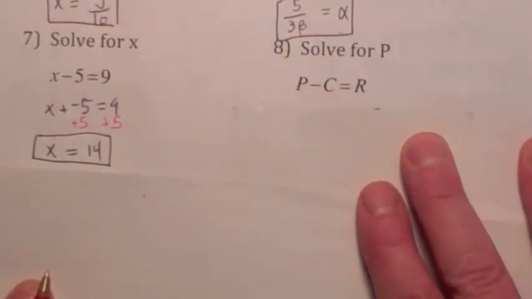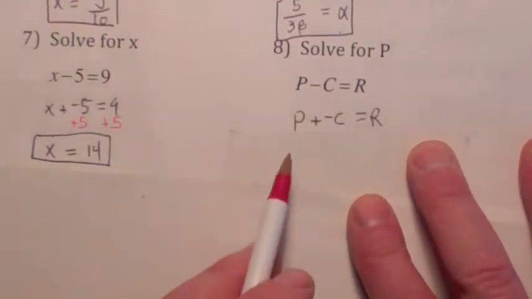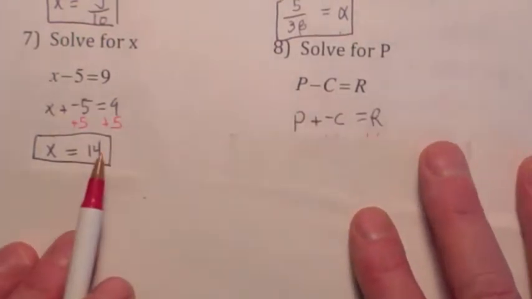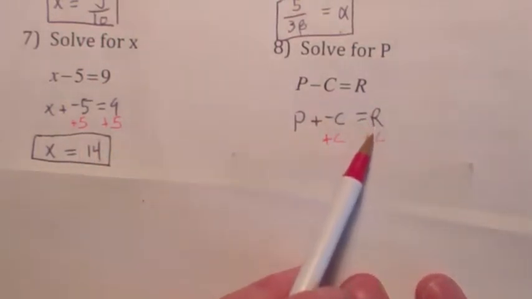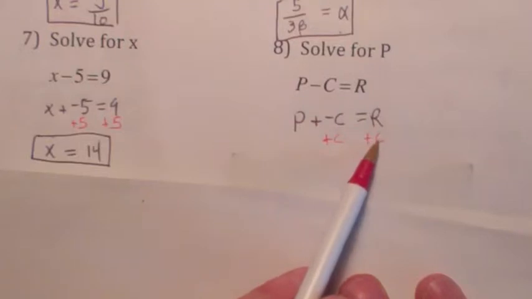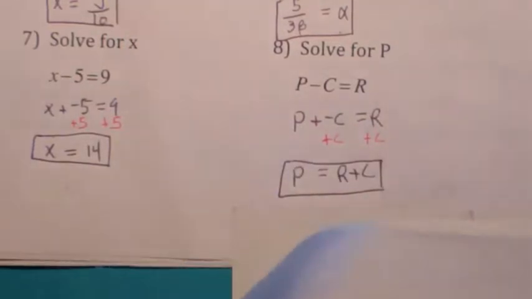On something like this, you would change to additive form, and to solve for p, you'd add positive c to both sides. The thing that might be different is you've got to be careful. You can't always combine these things. What is r plus c? It's just going to be r plus c, and that's your final answer. Alright, let's keep on going.